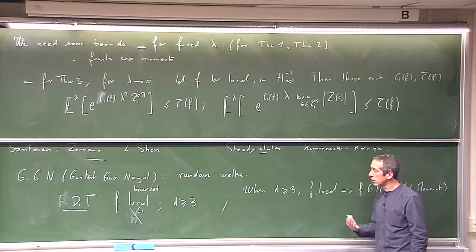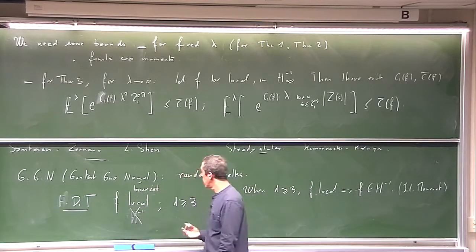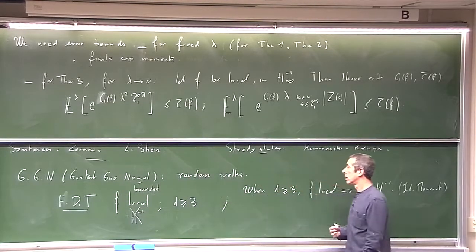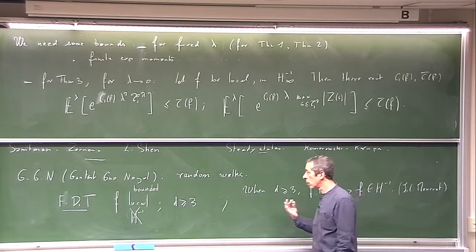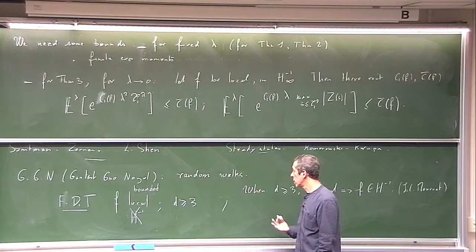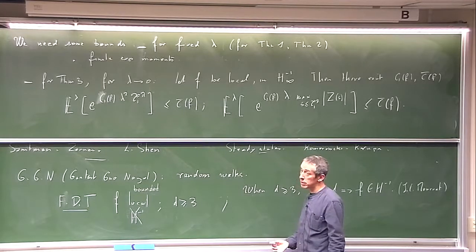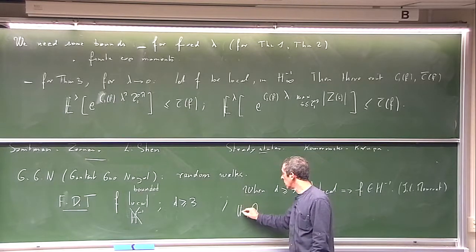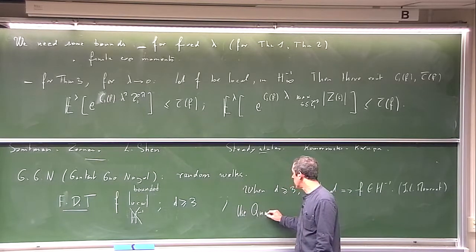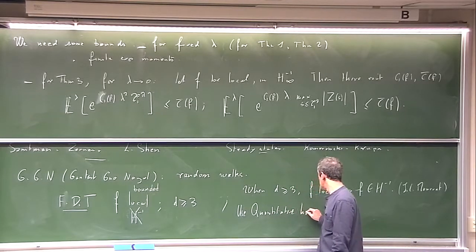But in fact, in order to establish the fluctuation-dissipation theorem, the proof of Nina, Xiaoqin, and Yan uses some more quantitative information about the central limit theorem. So here you use a little bit of quantitative homogenization.